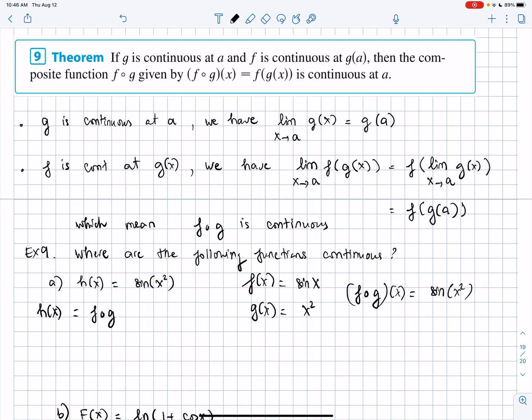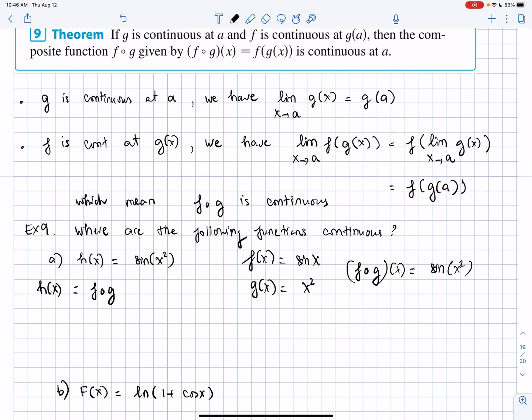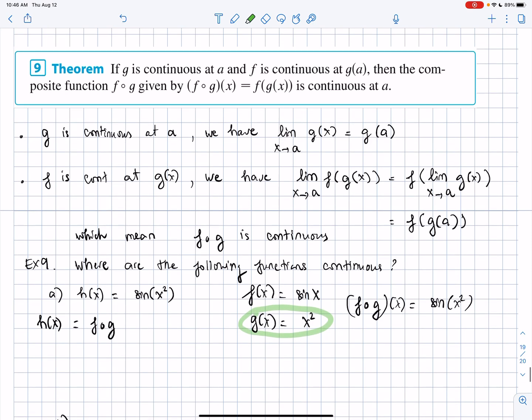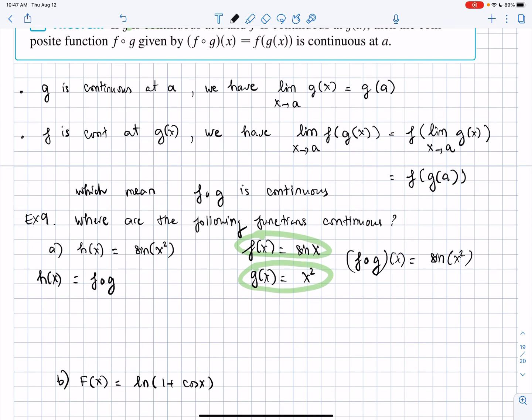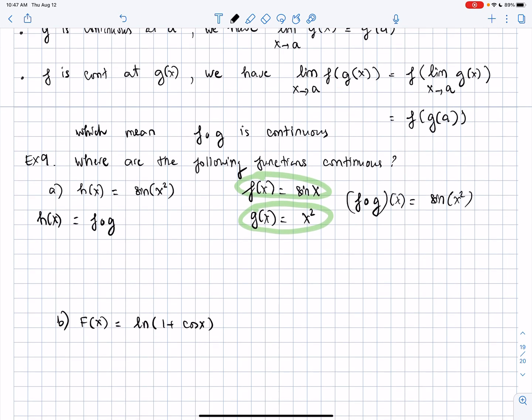Then we need to identify the domain of each function. The domain of the function f is all real numbers. The domain of function g is all real numbers. So g is continuous everywhere. f is continuous everywhere and is continuous at g of any number, then the function h is continuous at all real numbers, everywhere. So h of x is continuous on R.